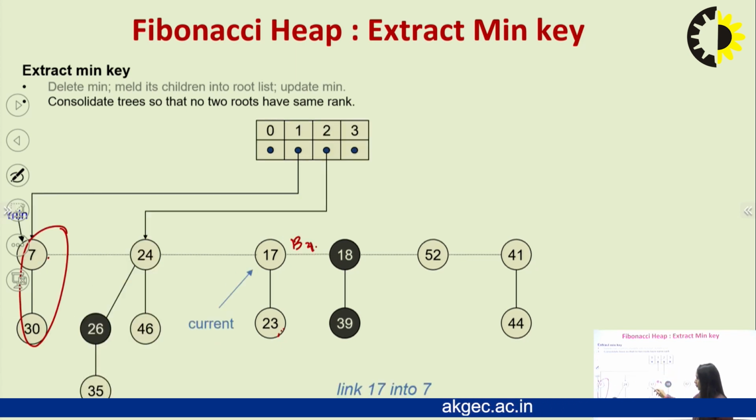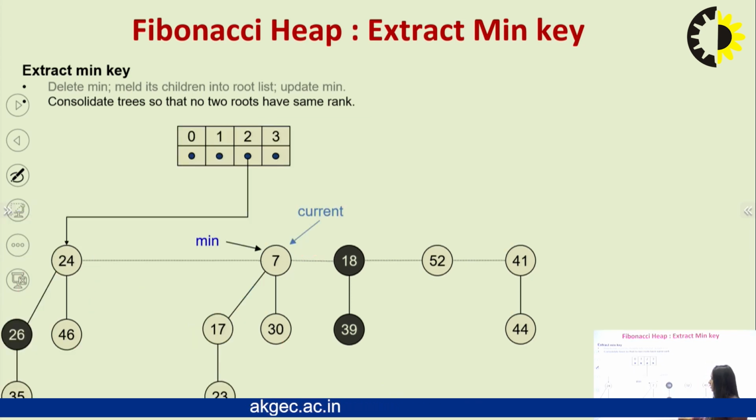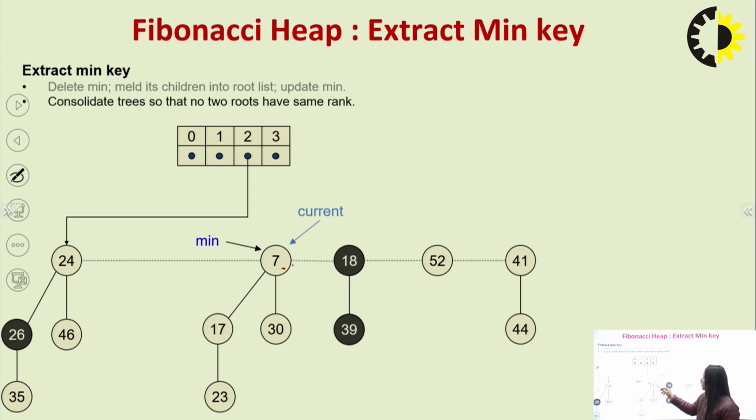So I make 7 the root and make this its child, right? See, 17 and 13: 13 is the root because it is the minimum key, and shift 17 and make the 23 tree its child, right? Now my situation has been resolved. But the problem is that this rank is 2 and this rank is 2, the same rank, and for extracting the minimum key I cannot allow this. So how do I resolve this?